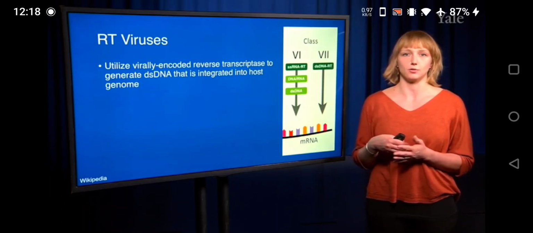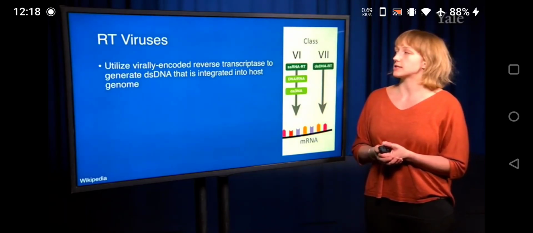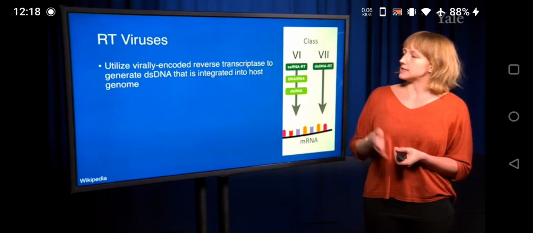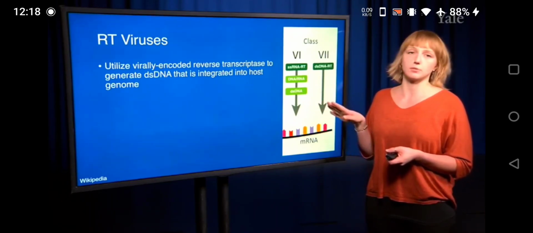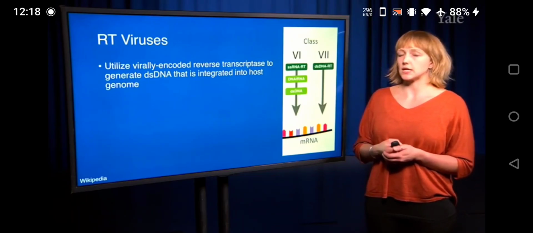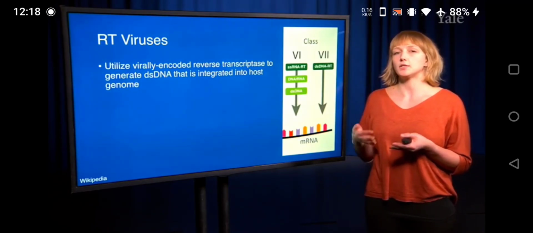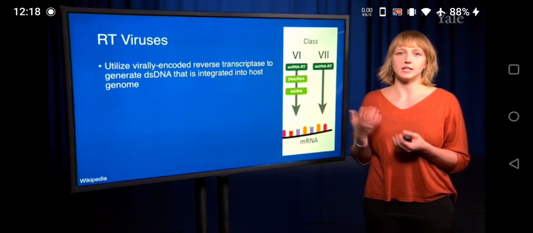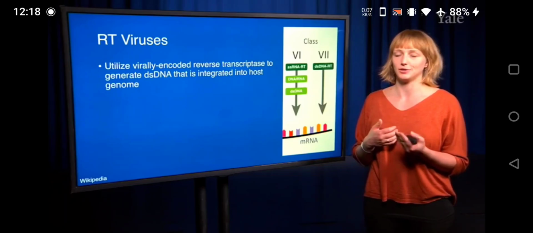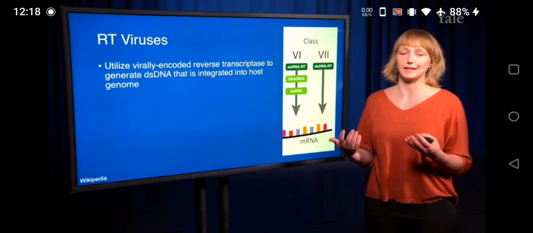So if you look here at the 2 classes of reverse transcribing viruses, our class 6 and 7 viruses, they start as single-stranded RNA viruses or as double-stranded DNA viruses. However, what's interesting is that both of them will integrate double-stranded DNA into their host genomes, and then essentially the host cell can't differentiate between integrated viral genomes or their own, and so the integrated viral genomes are replicated by the host machinery.